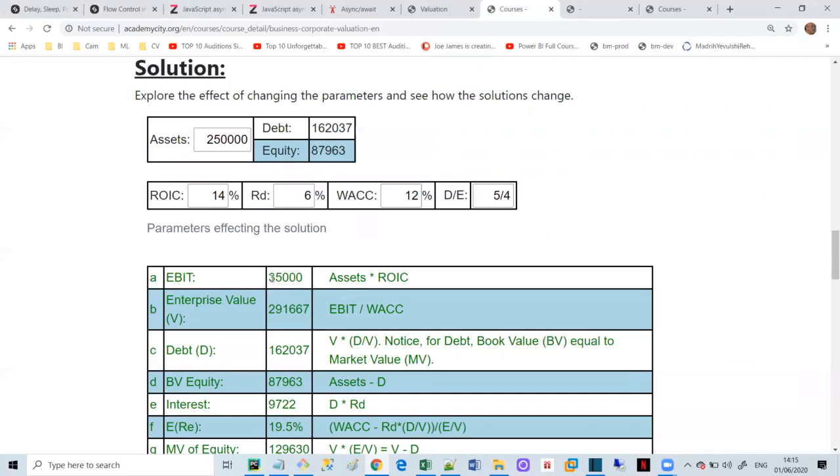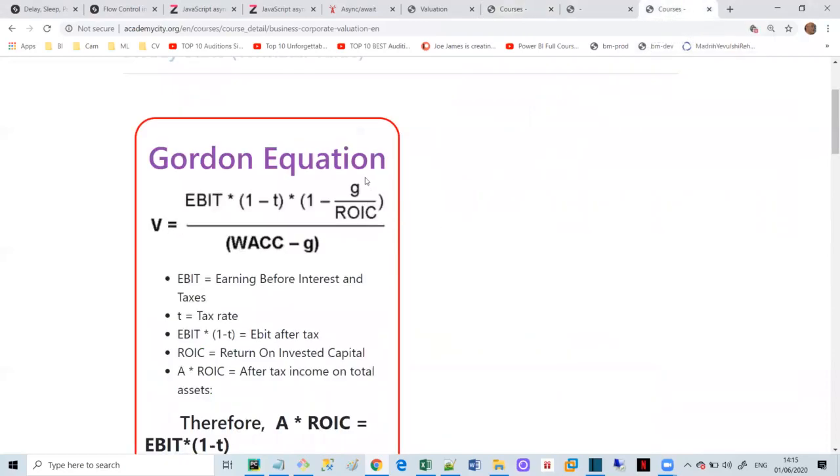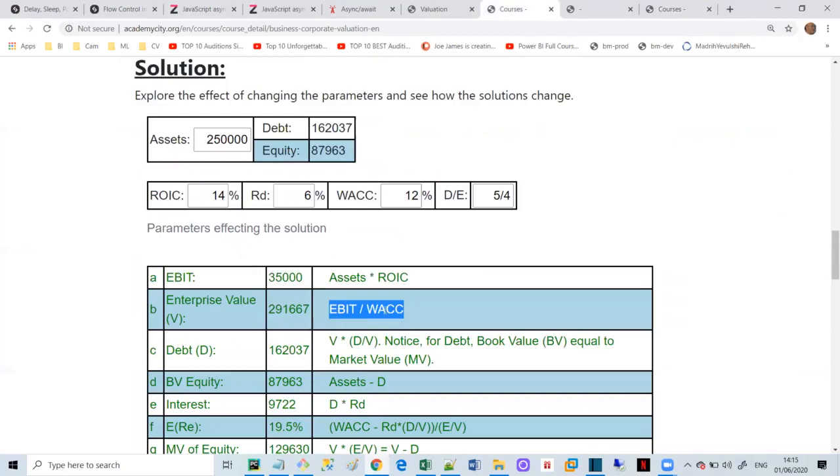The EBIT is 35,000. It's assets times ROIC. I thought that the brain needs to see it several ways. After you see it in the Excel, you come back to here and it becomes simple. EBIT over WACC. That's why I opened the Gordon equation, and I told you this is zero by assumption. That's why I have only EBIT in the numerator. In the denominator, growth is zero, so it becomes EBIT divided by WACC. Now you understand why in the simulation we have EBIT divided by WACC. Now it's clear, and we demonstrated it in the Excel.